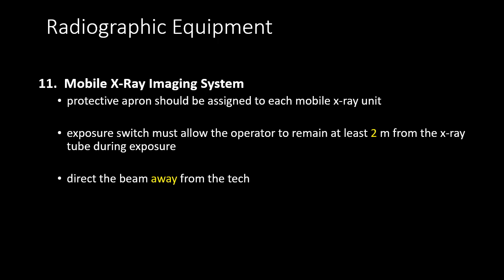Number eleven is that for mobile X-ray equipment, a protective apron should be assigned to each mobile X-ray unit, and the exposure switch must allow the operator to remain at least 2 meters, which is 6 feet, from the X-ray tube during the exposure. We should direct the beam away from the tech.